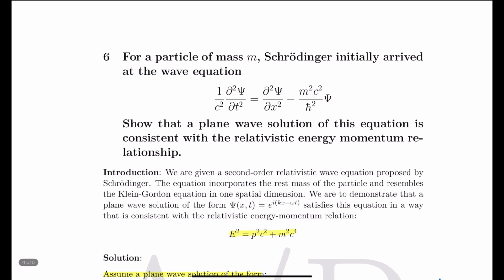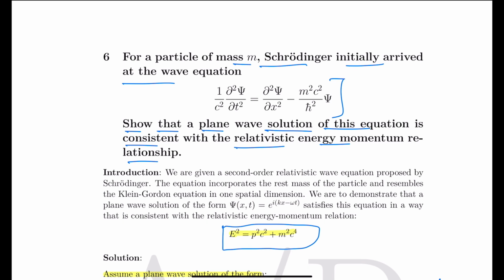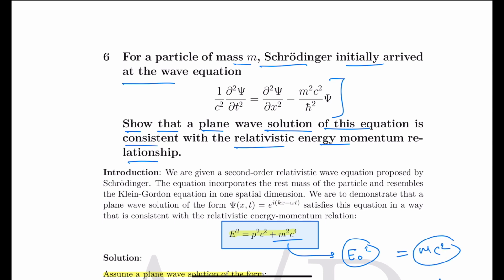Now let us solve question number 6, which says that for a particle of mass m, Schrodinger initially arrived at the wave equation given by this expression. You are required to show that a plane wave solution of this equation is consistent with the relativistic energy momentum relationship. The relativistic energy momentum relationship is E square equals p square c square plus m square c to the power 4. If you think carefully, this is nothing but the square of the rest mass energy, because rest mass energy is mc square.